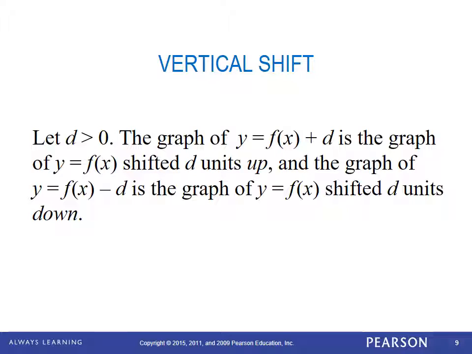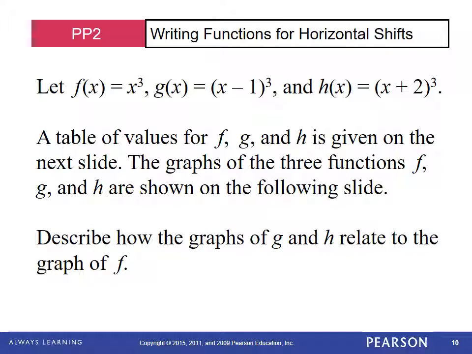Okay, let's try another one here. Or let's try something different, actually. All right, for our practice problem, it's x cubed. And then we have x minus 1 being cubed, x plus 2 being cubed. And again, this one is something called counterintuitive. The parent function is x cubed. If you say x minus 1, what we're really going to do, this one's actually going to shift to the right.